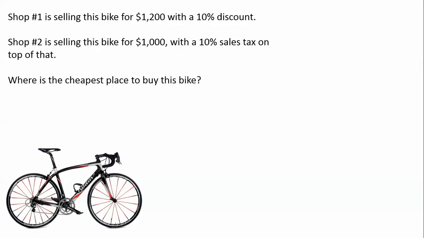Shop number 1 is selling this bike for $1,200 with a 10% discount. Shop number 2 is selling this bike for $1,000 with a 10% sales tax on top of that. Where is the cheapest place to buy this bike?